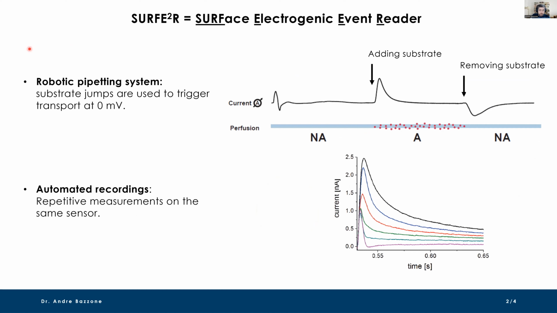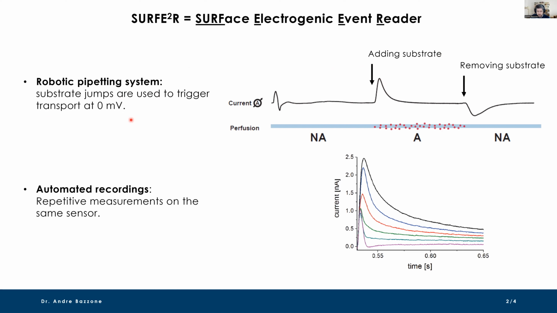So our SURFER devices are actually robotic pipetting instruments. We basically do a fast solution exchange from a solution not containing the substrate, where we record a baseline current, to a solution containing the substrate. And this leads to the measurement of the transport activity. The measurement takes place at 0 millivolt. This is again in contrast to conventional electrophysiology, where usually voltage steps are used to trigger transport activity.